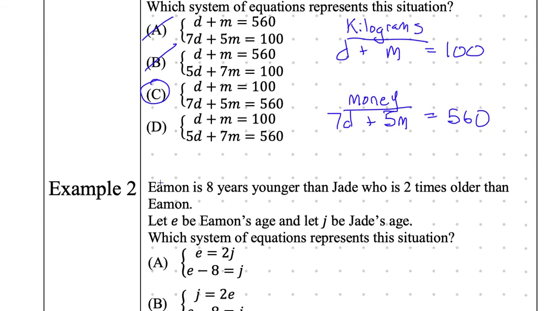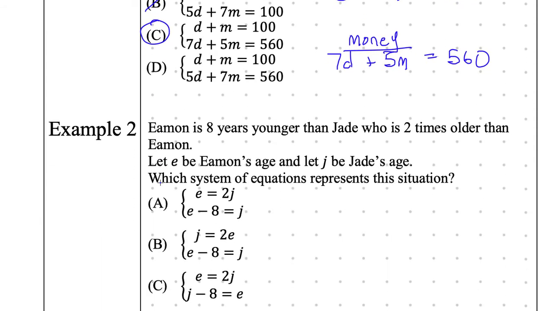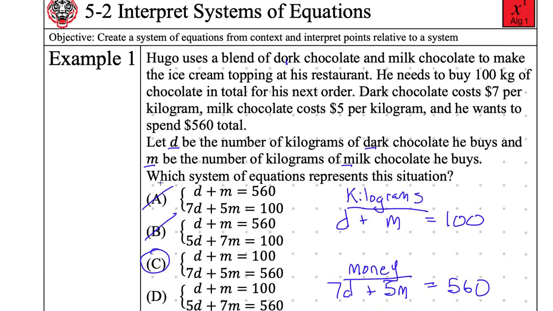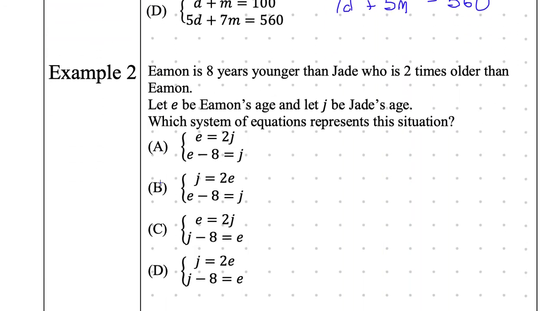Let's try a slightly different one. So we're talking about Eamon and Jade. Obviously this is not a true scenario. Ugo does not actually have a restaurant, I think. Eamon is 8 years younger than Jade, who is 2 times older than Eamon. All right, so we're going to say that lowercase e is Eamon, and lowercase j is Jade, and that's all in units of age.